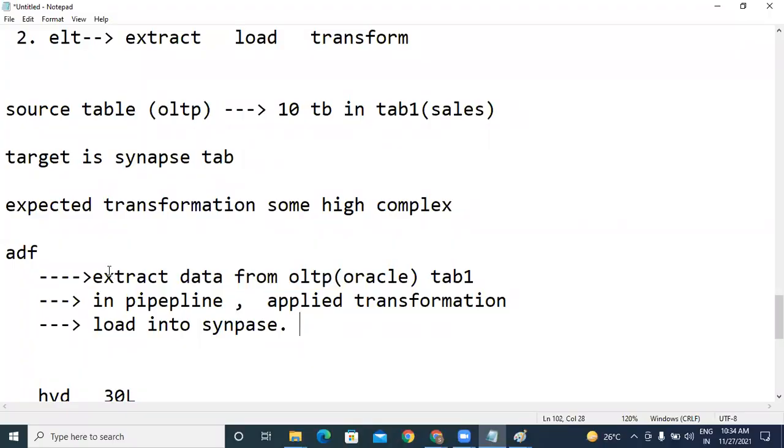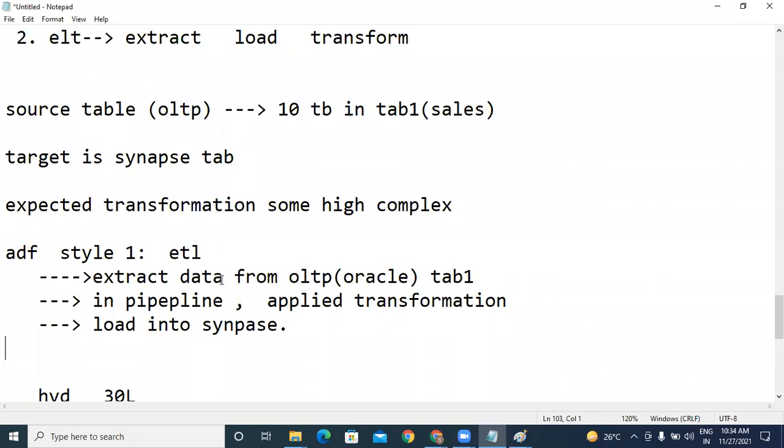So first you tell me, this is work number 1, style number 1. This style is what? ETL or ELT? ETL. Yeah, this is style number 1.